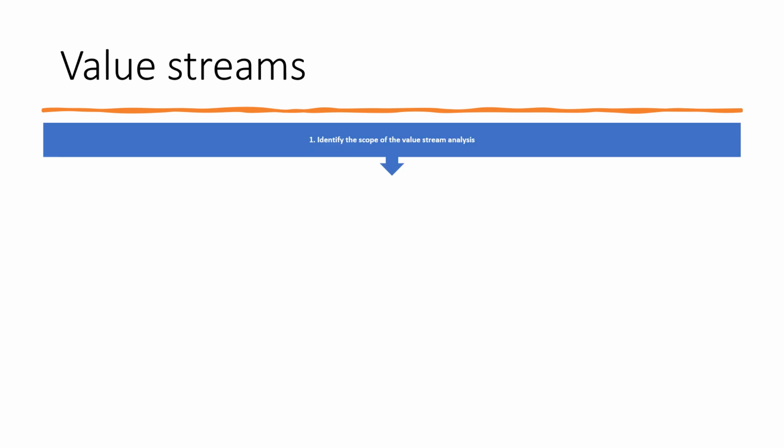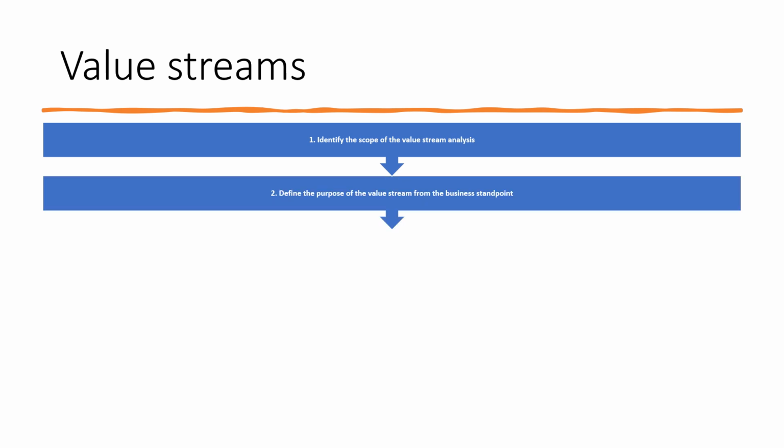The first step: identify the scope of the value stream analysis. It can be mapped to a particular product or service or applied to most or all of them. If the value stream is not clearly identified, you might first want to take a step of identifying the value streams. The second step: define the purpose of the value stream from a business standpoint. Do not just look at it from the practice, but look at it from the business. What are the stakeholder needs and wants?